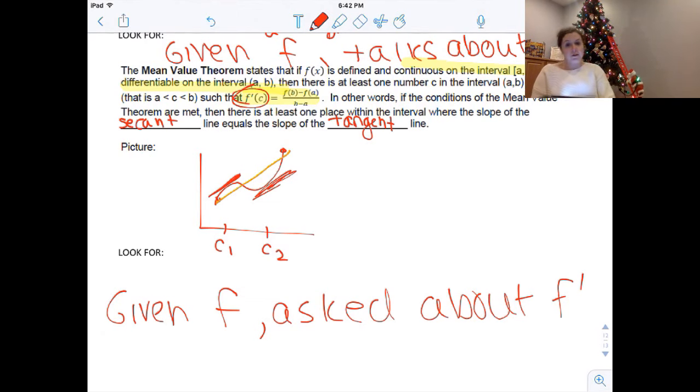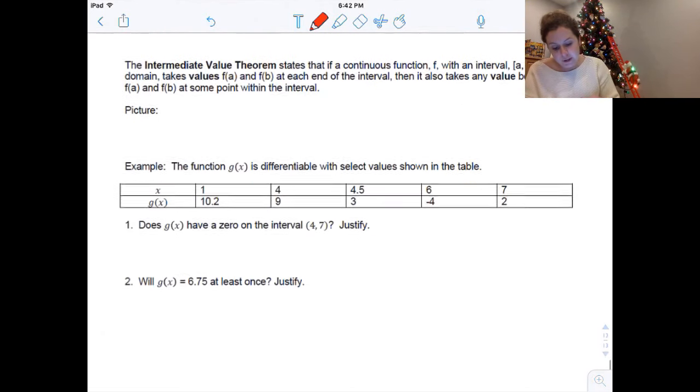So let's do a couple of these. If I look at this one, g is differentiable.